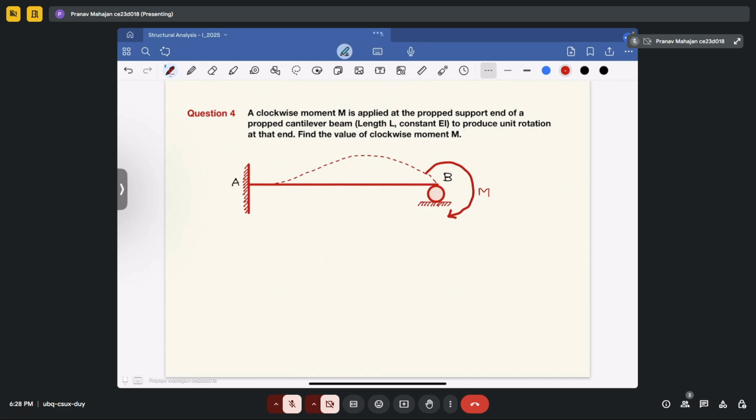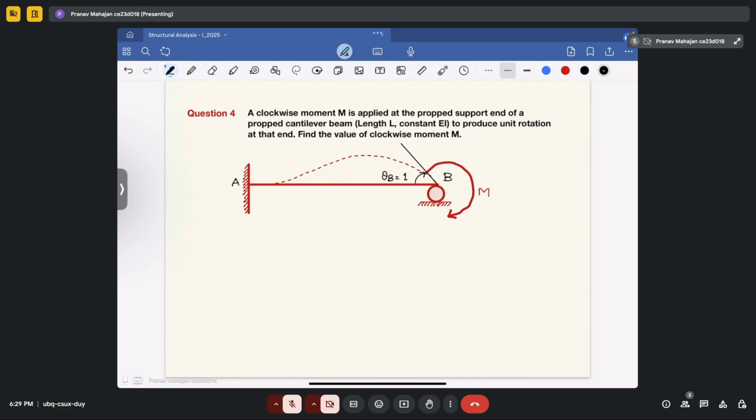Fine. And how much rotation will be observed? So the rotation in this, if I try to mark it, in this case, the theta B, this angle, your theta B is equal to 1. Okay, so let's first divide this problem into two parts.